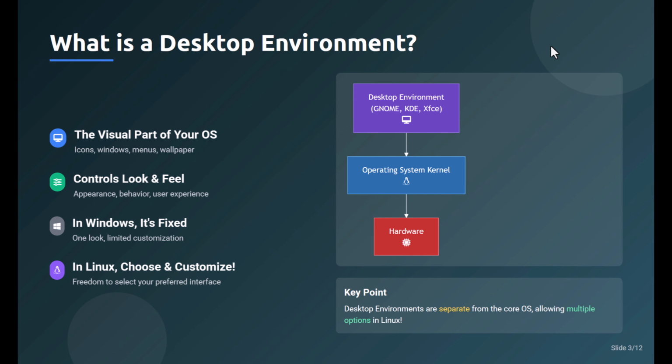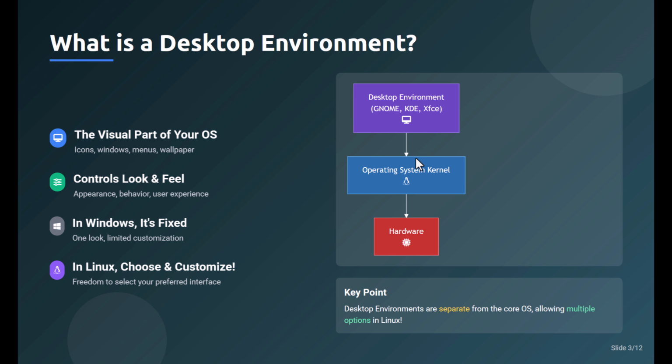Let's begin by understanding what a desktop environment actually is. In simple words, it's the graphical part of your operating system, the icons, windows, menus, and wallpaper you interact with every day. It defines the overall look and behavior of your Linux system, how it feels, how it responds, and how you use it. In Windows, the graphical interface is fixed. You don't get many options to change how things look. But in Linux, you have complete freedom. You can choose your preferred desktop environment like GNOME, KDE or Xfce and even switch later if you want.